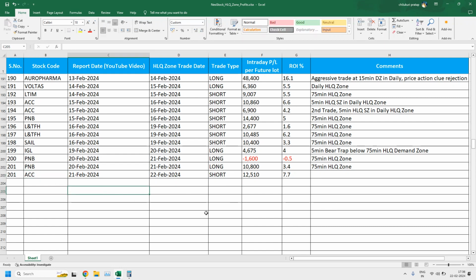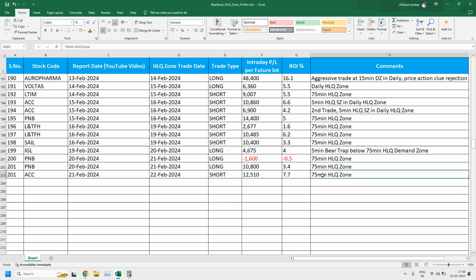Every day in the analysis discussion, after explaining how I fine tune the zone, I will be telling you, ACC has given a profit of 12,510, which is equivalent to 7.7% ROI. These details I am providing. What kind of zone is it? It is a 75-minute zone. In the comment section, I am adding it here.